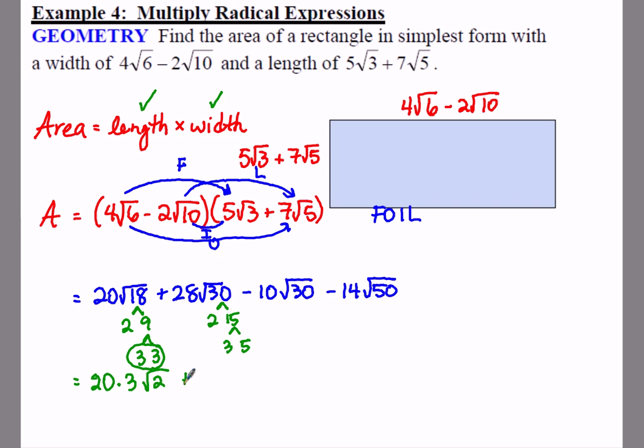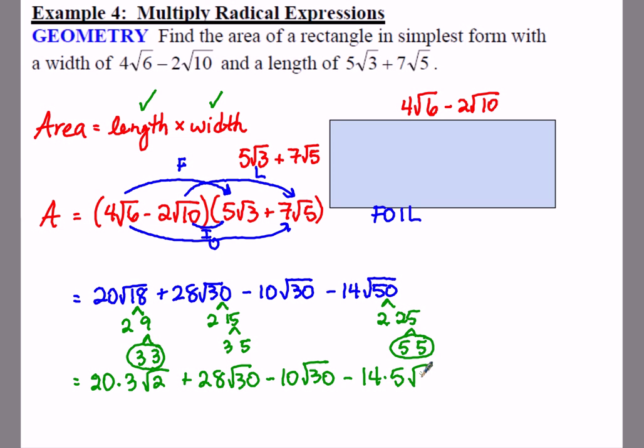So we're just going to rewrite this as 28 radical 30. That means the 10 radical 30 will also not simplify, so we will be able to combine that with our 28. Then 50, that's 2 and 25, and 25 becomes 5 and 5. So that 5 comes out with the 14, and we have this lonesome 2 left underneath.